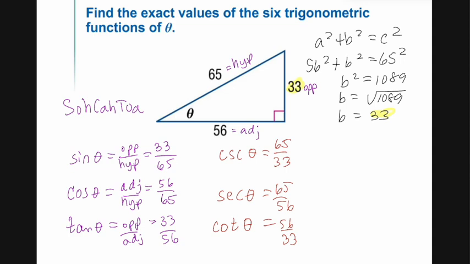So let me remind you of the rules one more time, or what you want to proceed with. If you're missing a side, find the missing side using the Pythagorean theorem. Label your sides. First do sine, cosine, tangent, SOH-CAH-TOA. Then do the 3 reciprocals. The reciprocal of a sine is a cosecant. The reciprocal of a cosine is secant. The reciprocal of a tangent is cotangent. Make sense? Okay, let's proceed.